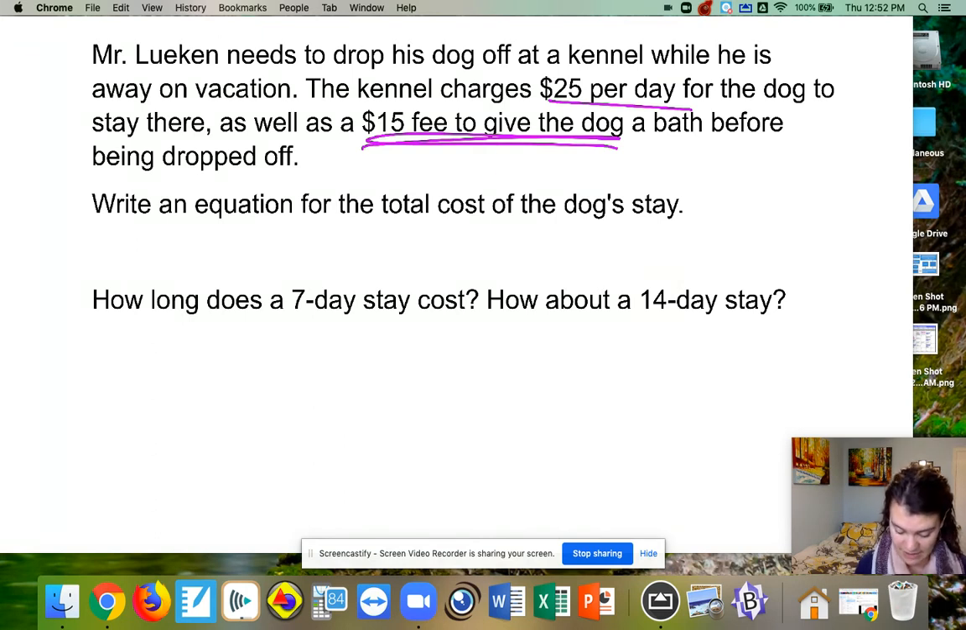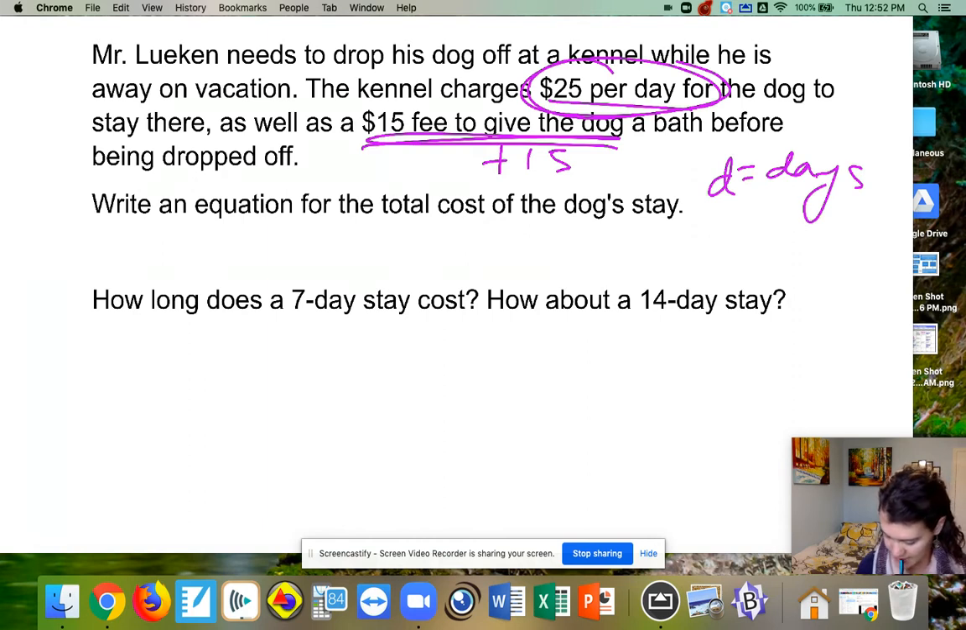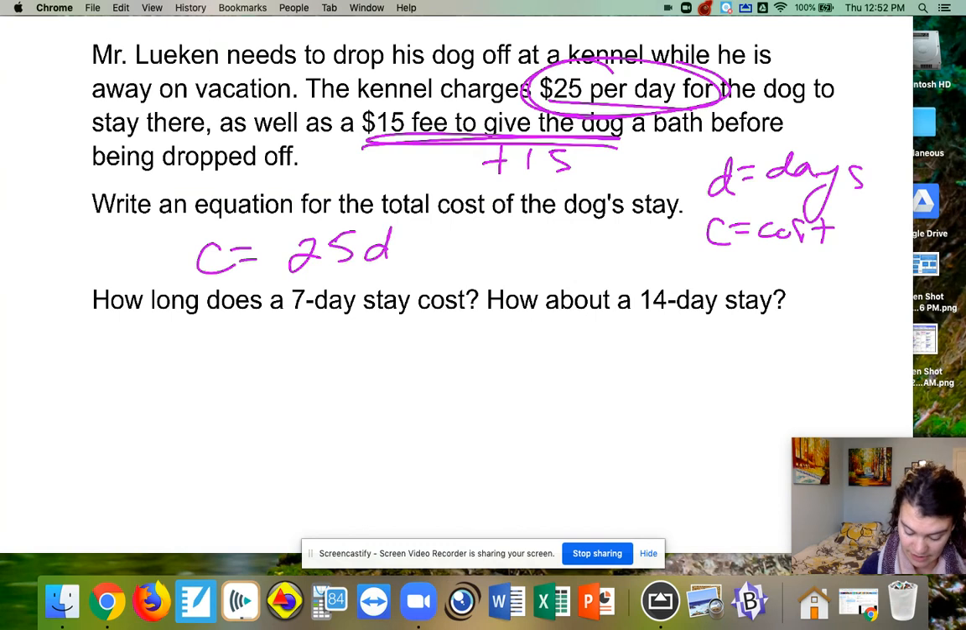So we know we're going to add some 15 on the end, but then every day we're going to add 25. So we'll say d is the days, and let's say that c is cost. So the cost is going to be 25 times every day it's there plus 15.